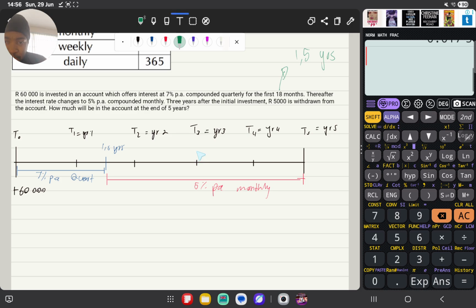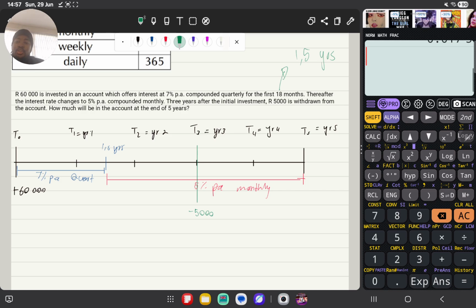So then here, minus 5,000, that's where the withdrawal happened, and then nothing happens afterwards. We leave the money there up until year 5. So the question is, what amount will be in the account at the end of year 5?